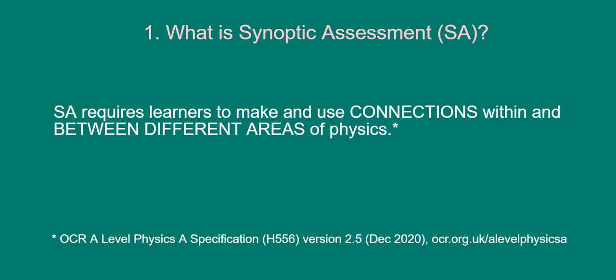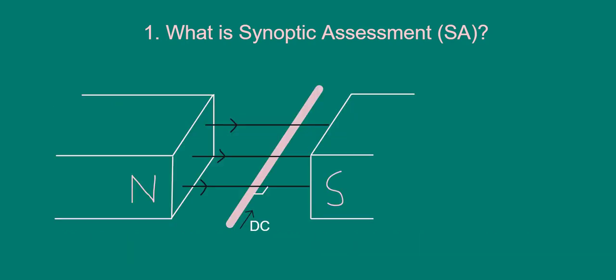So what might this look like in practice? Consider the following scenario. Let's say you're given a question involving a current carrying wire placed in a magnetic field, as shown. Since the current is DC, or direct current, that flows in one direction, the wire experiences a downward force, as you can check via Fleming's left-hand rule. At present, this question would appear to be right at home in the magnetic fields part of the spec.